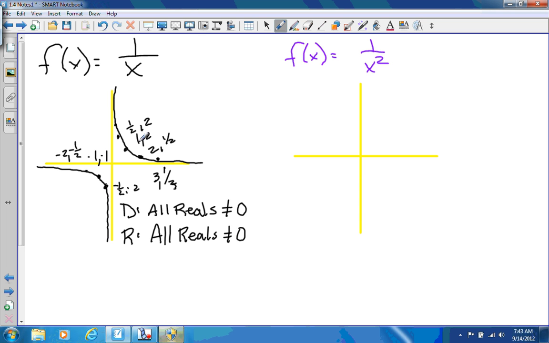And because every x, y has a negative x, negative y, this function is odd.